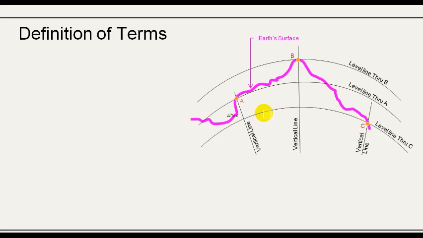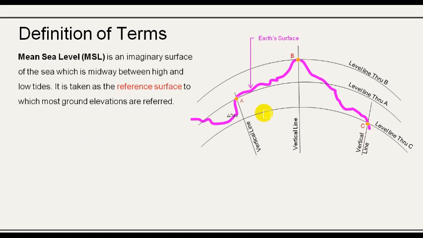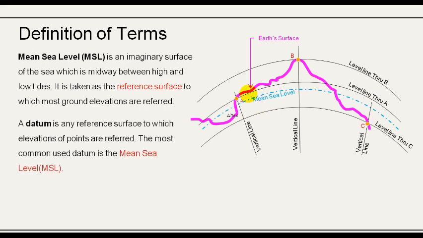Next is mean sea level. It is an imaginary surface of the sea which is midway between high and low tides. It is taken as reference surface to which most ground elevations are referred. So, assuming this is the mean sea level. Datum is any reference surface to which elevations of points are referred. And the most common used datum is the mean sea level or MSL.